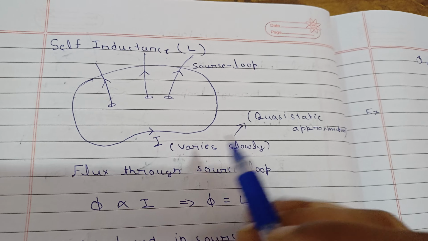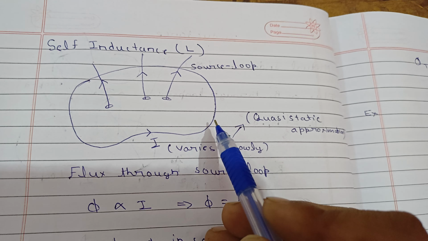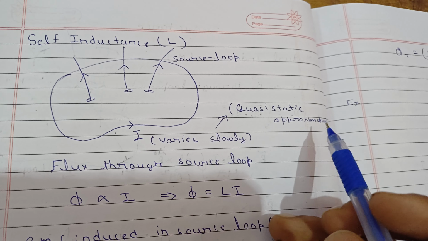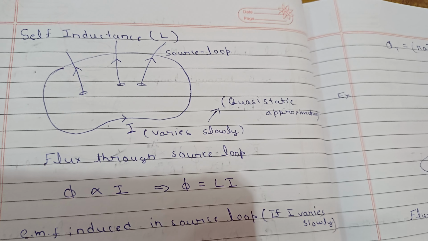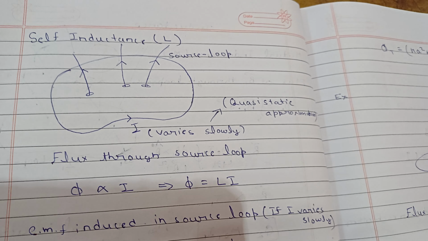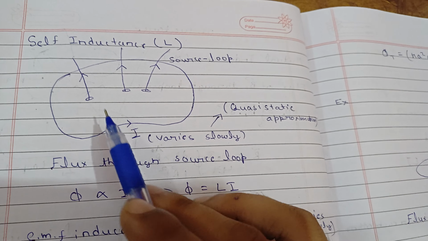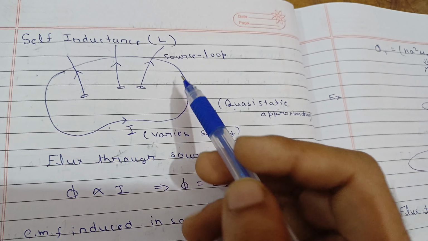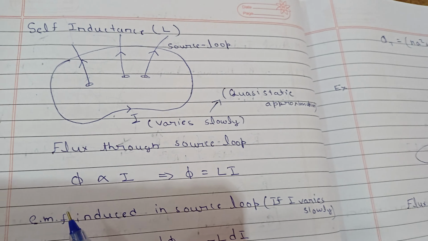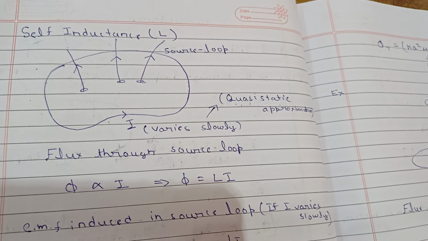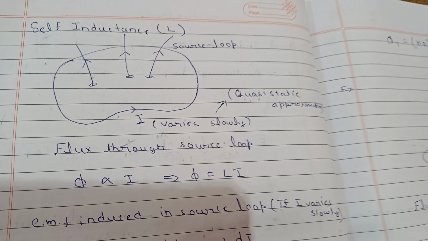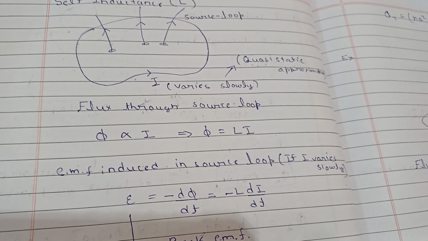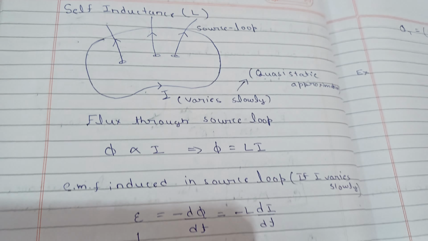So let's see. Now current is changing very slowly, and that process is called quasi-static, meaning it changes so slowly that at every point it remains constant. Now what is the flux through this source loop? This is called the source loop, and flux is changing through the source loop. So flux will be proportional to the current, and it will be equal to Li. So this is called the self inductance L, as we have seen M for the mutual inductance.